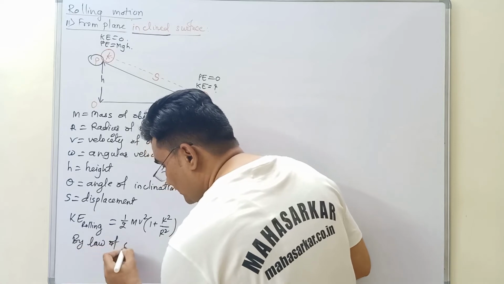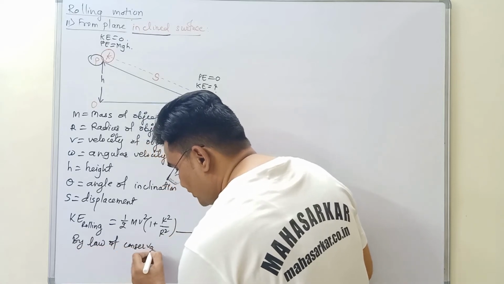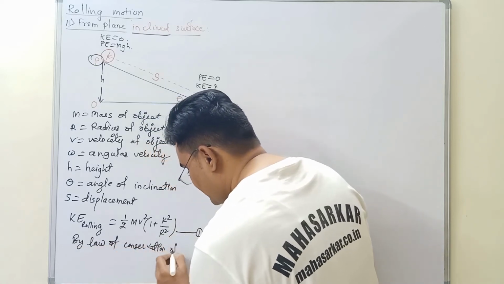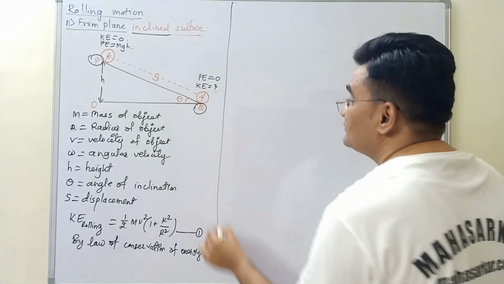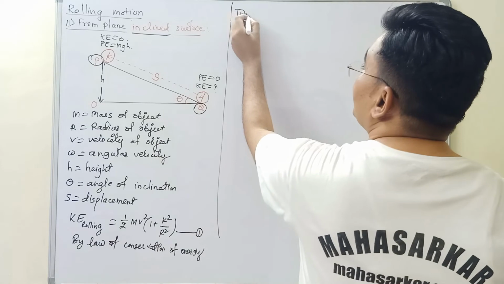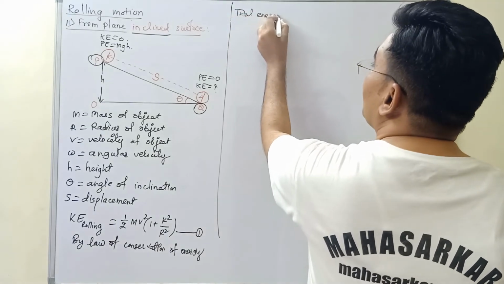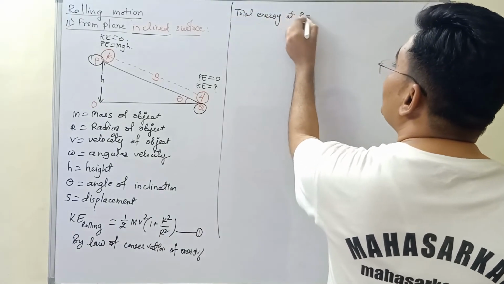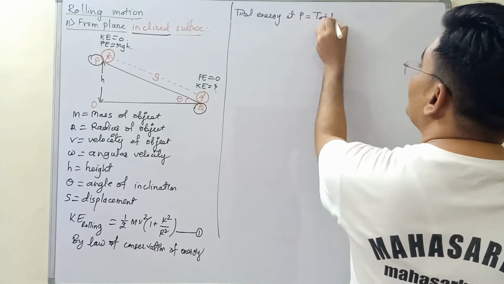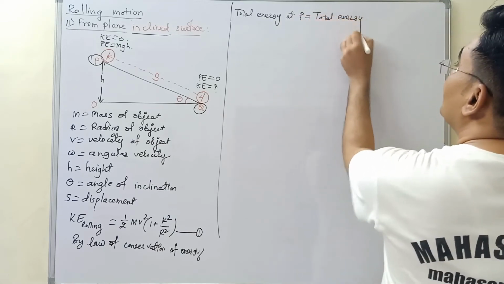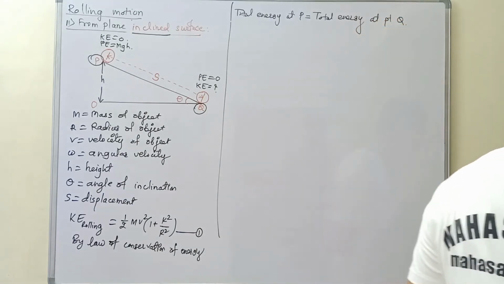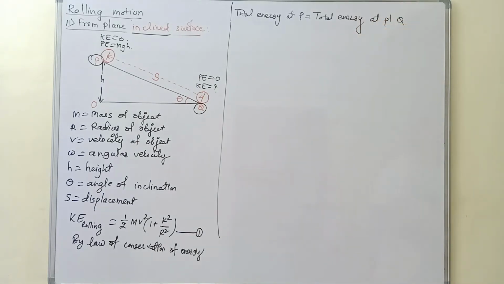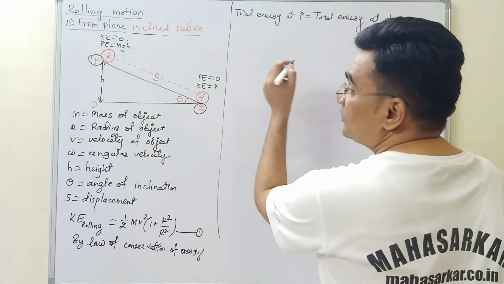So I will write this by the law of conservation of energy. By law of conservation of energy, see, total energy at point P is equal to total energy at point Q. Okay. Now let's substitute the values of total energy. If you substitute the values, what are you going to get?